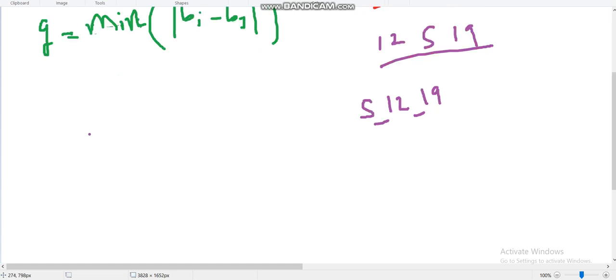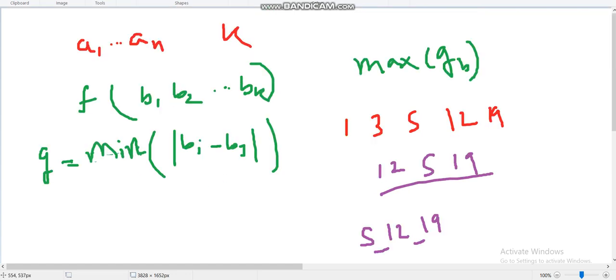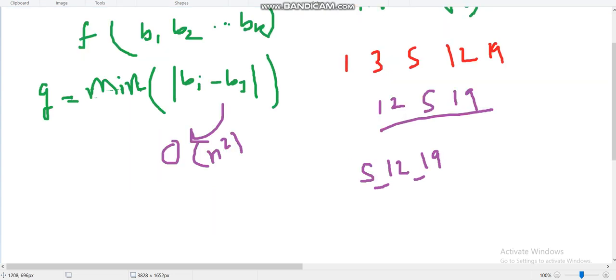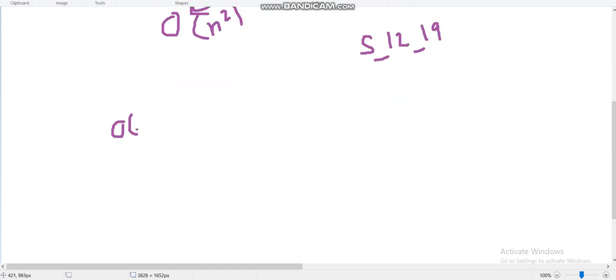Okay, so to find the minimum absolute difference, if we try to find the absolute difference between every pair, the complexity will be order of n square. Because we are finding the minimum, we can just sort the array and take the absolute difference between only the adjacent ones. So our overall complexity will be order of n log n. Okay, why we are doing this?